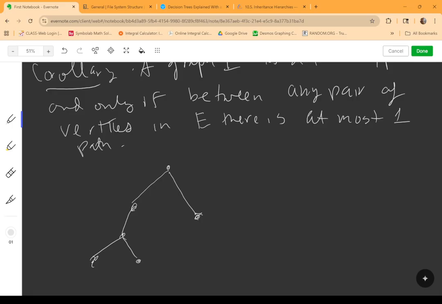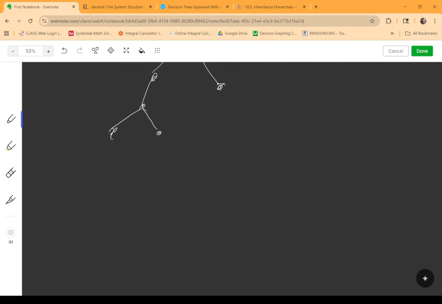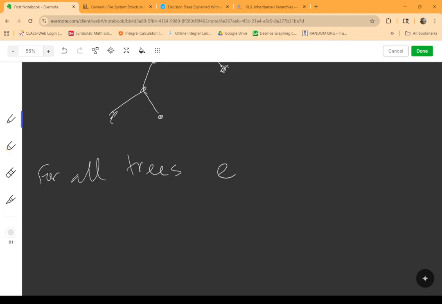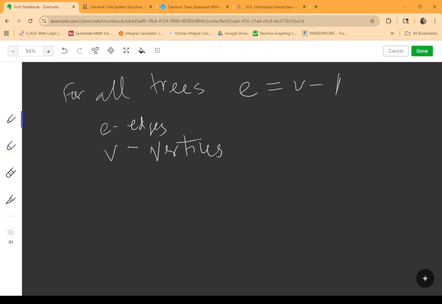Now there is a relationship in a tree between the vertices and the edges, right? So here, for all trees, the edges are always one less than the vertices. Okay, so E edges, V vertices.